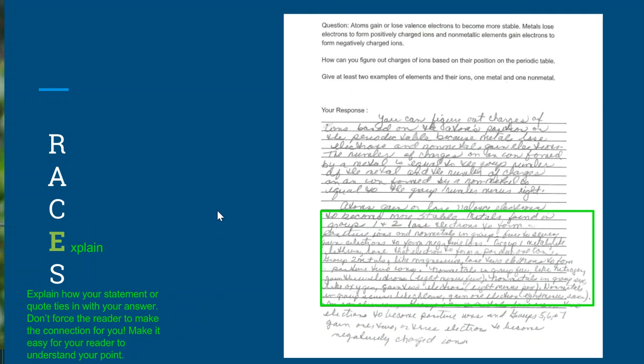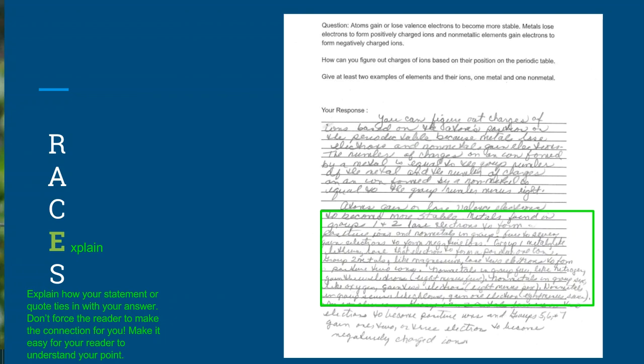Explain. That's the big part of the answer. Explain how your statement or quote ties in with your answer. Don't force the reader to make the connection for you. Make it easy for your reader to understand your point. So I have here, atoms gain or lose electrons to become more stable. Here's my answer. Metals found in groups 1 and 2 lose electrons to form positive ions, and nonmetals in groups 5 to 7 gain electrons to form negatively charged ions.